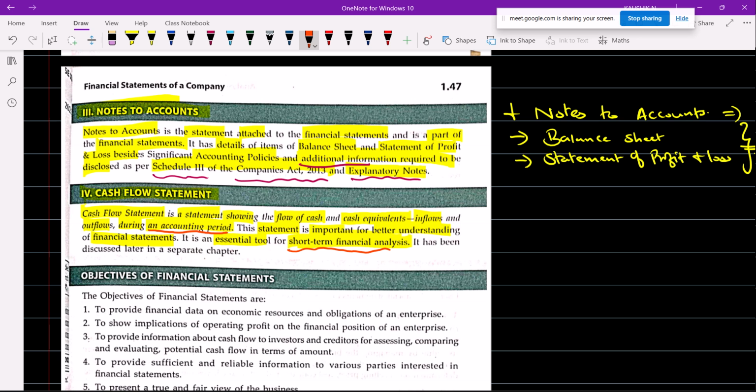So it is an important tool of your financial statement analysis, and it is a part of your short-term financial analysis. They may ask you, cash flow statement helps to assess long-term financial analysis, short-term financial analysis, both long-term and short-term financial analysis, or none of these. What will be your answer? Short-term financial analysis. Very good. It will be for a short-term financial analysis.